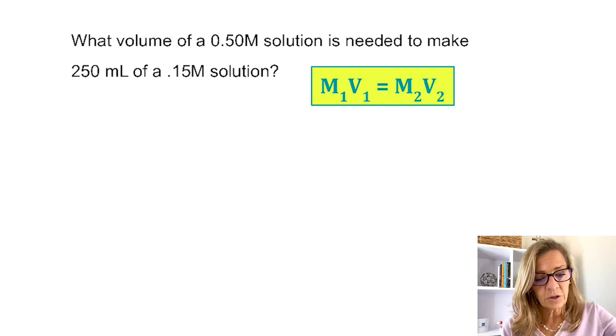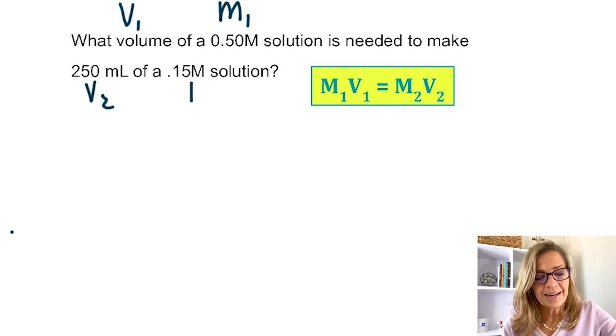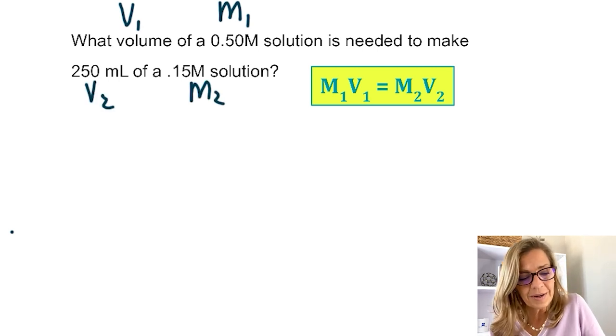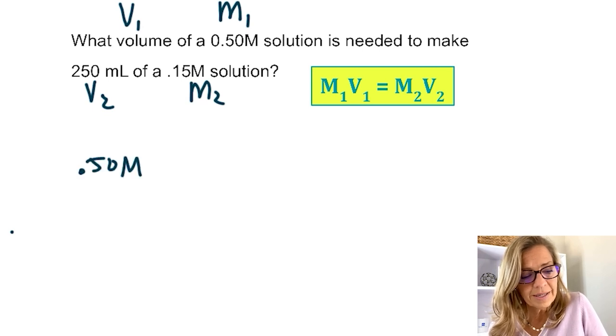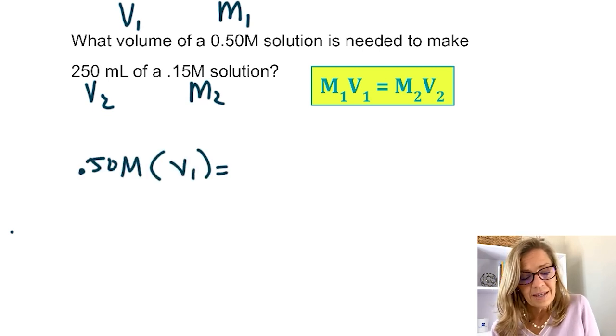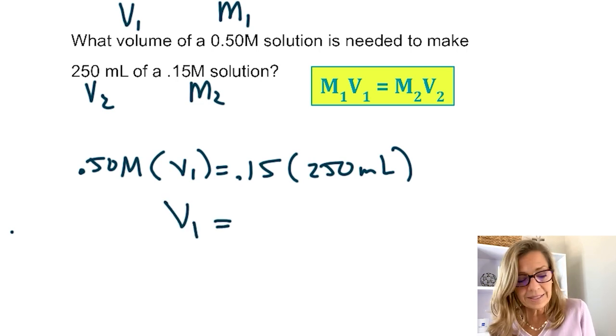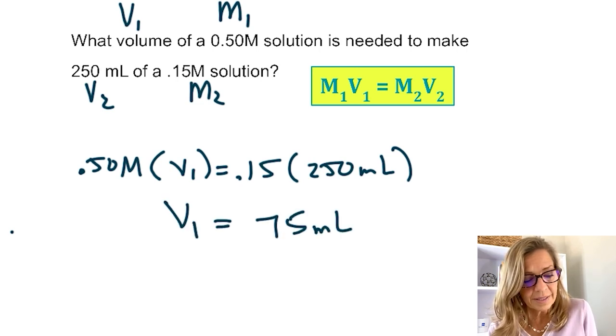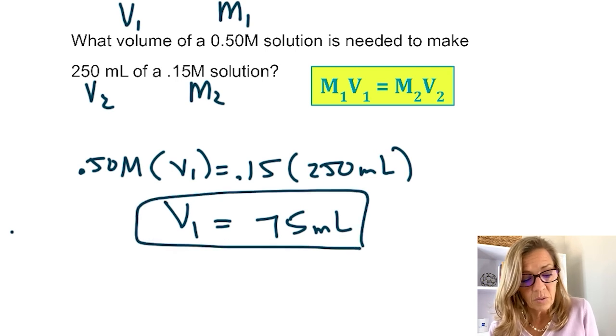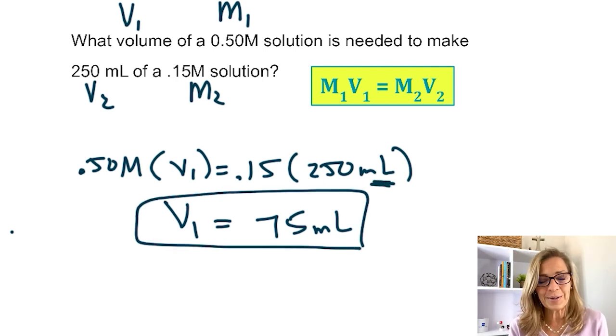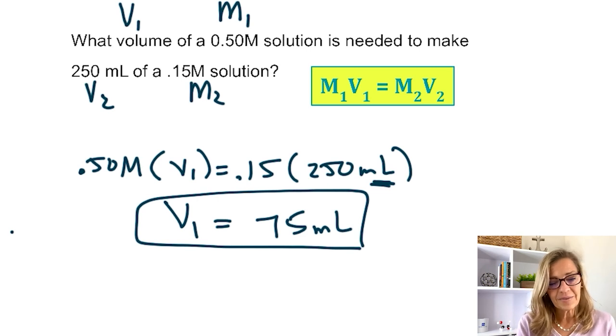So let's move on to another example. This time we've got a certain volume. Oh, we want to know the volume. So I'll say, what volume? I'll say V1, M1, and then here is V2, and that is M2. It doesn't really matter which is which. So we've got 0.5 molar times, don't know the volume, equals 0.15 molar times 250 milliliters. If we solve for V1 in this case, we get 75 milliliters, because my units, of course, are going to be whatever volume units I put into that equation. Does that make sense?